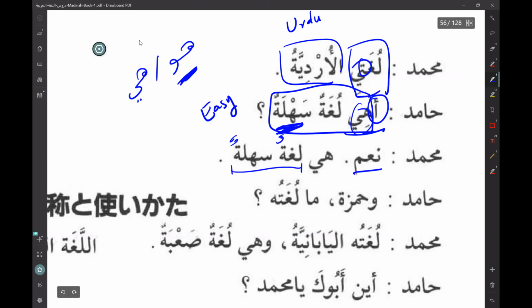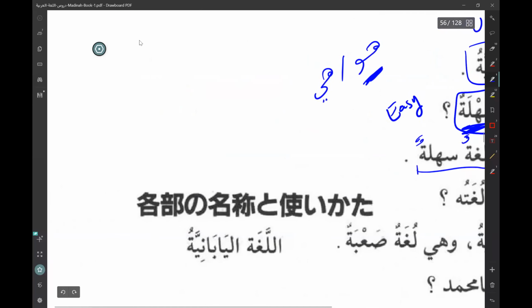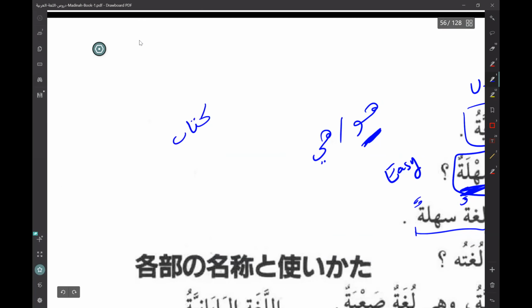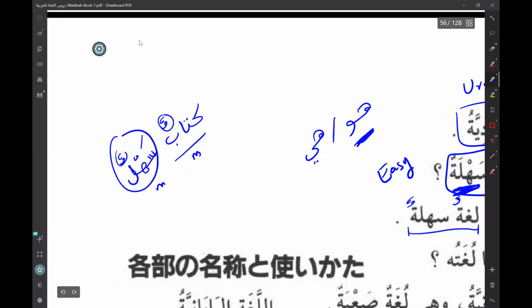So remember, this is your adjective. If I want to say kitabun, it's a book, right? And I want to say this is an easy book. How do I say easy book? I say kitabun sahlun. Why? This is masculine, this is masculine. Everything else, of course, is matching. So the word is sahl. If you're looking in a dictionary for what sahlatun means, you will not find sahlatun. The word is sahlun, easy.